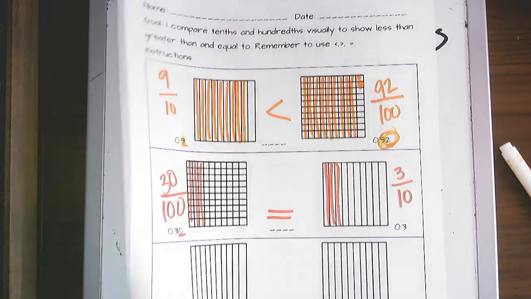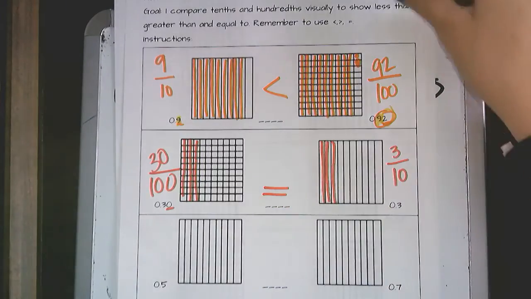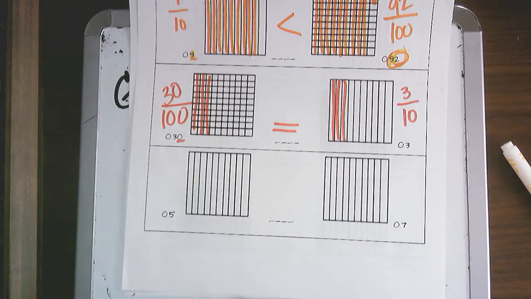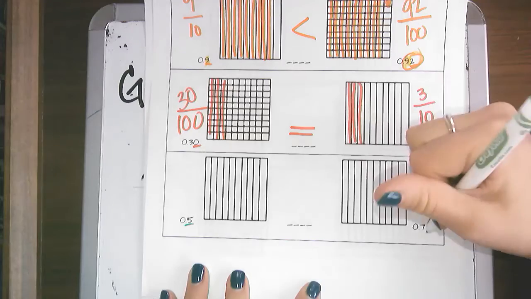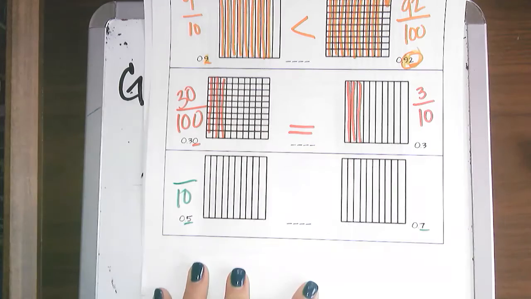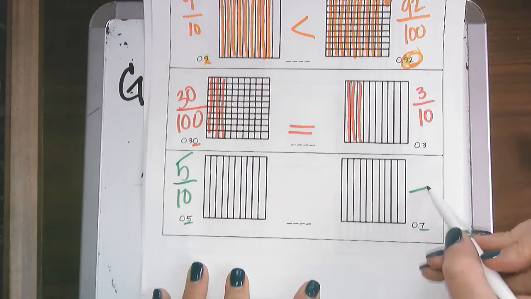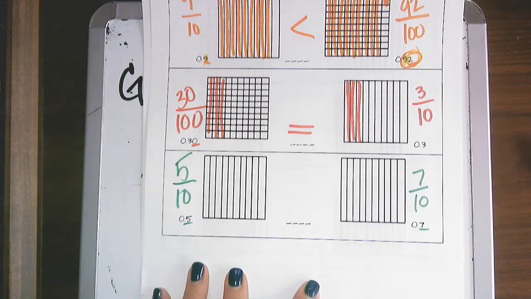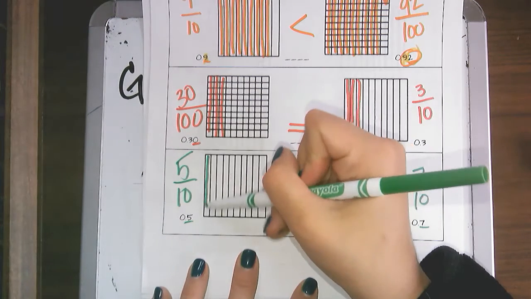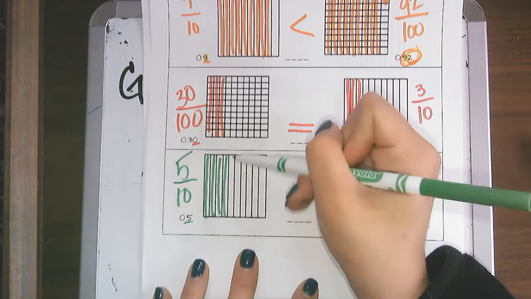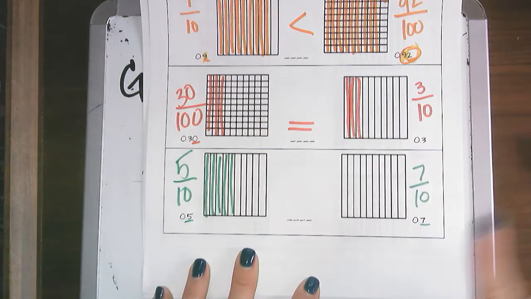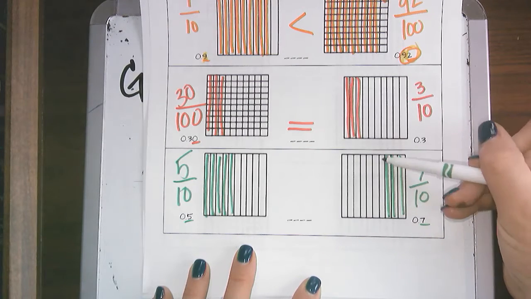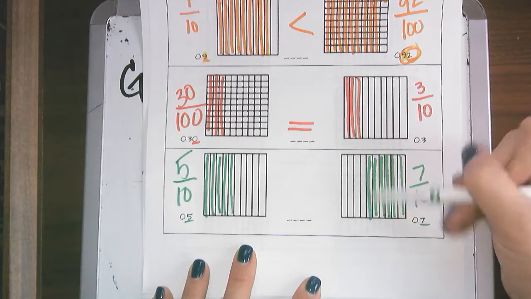The last one I'm going to go through is this one at the bottom. This says 5/10 and 7/10. So I have tenths and tenths. So I know the bottom number for each one is 10. And here I have 5. And here I have 7. So now I just need to shade. So 1, 2, 3, 4, 5, or 5 out of 10 are shaded in. And over here I have 7 out of 10 that are shaded in. So 1, 2, 3, 4, 5, 6, 7.